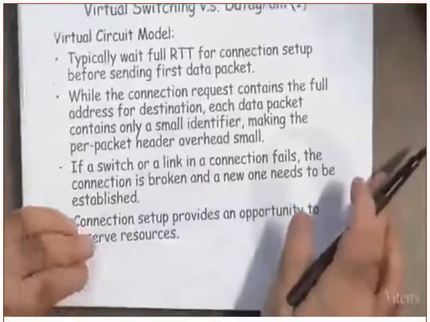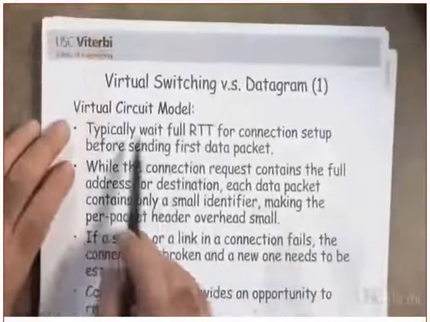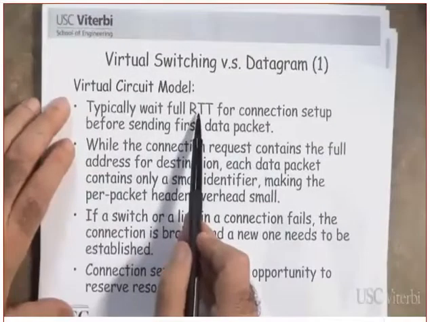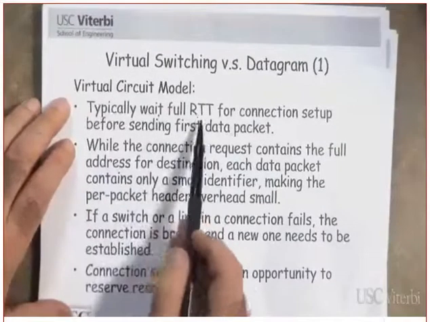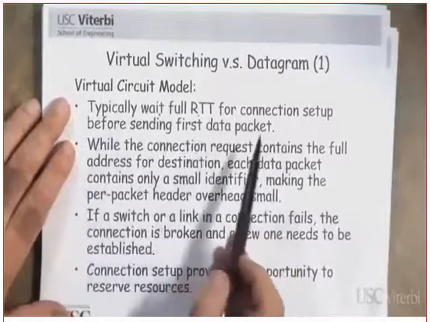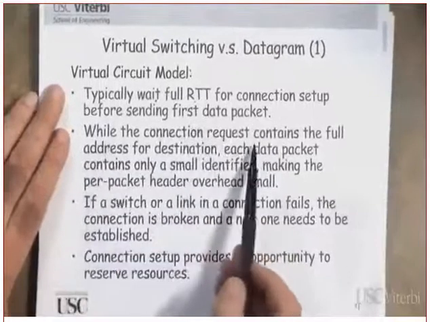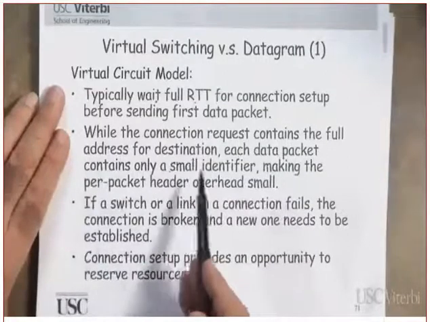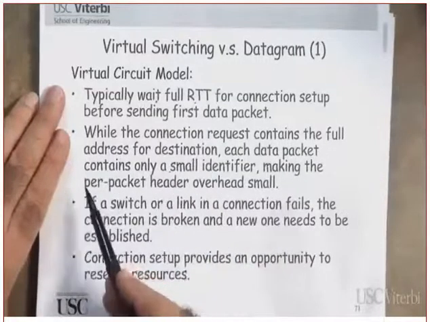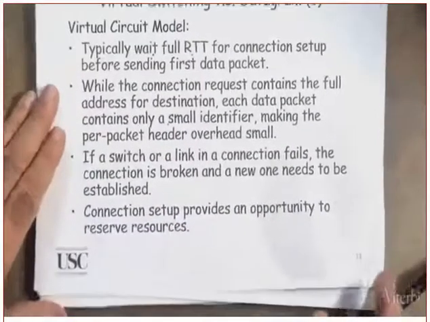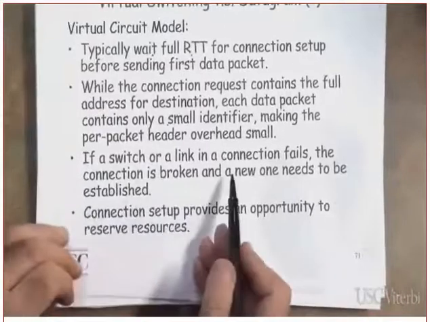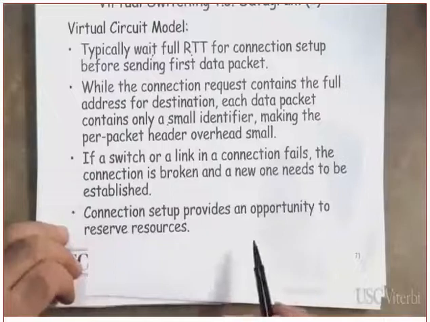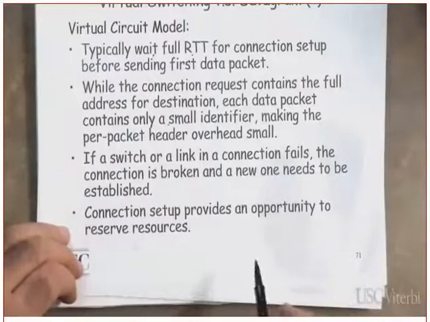This is the difference between them. In the virtual circuit model, typically wait a full RTT. RTT stands for round trip time. Typically wait a full RTT for the connection setup before sending the first data packet. While the connection request contains the full address of the destination, each data packet contains only a small identifier, making the per packet header overhead very small. If a switch or a link in a connection fails, the connection is broken and a new one needs to be established. The other one, of course, is connectionless.